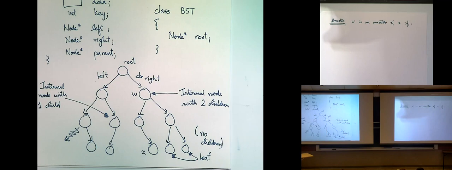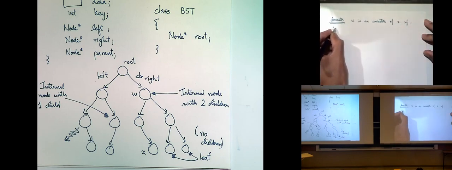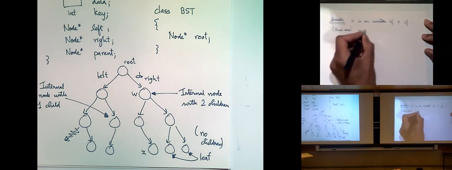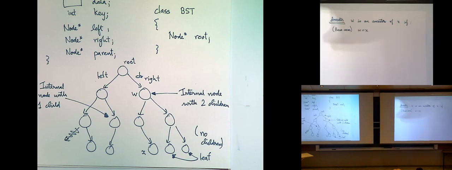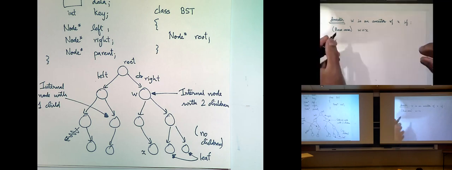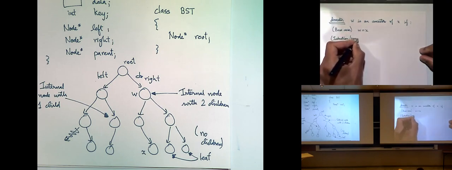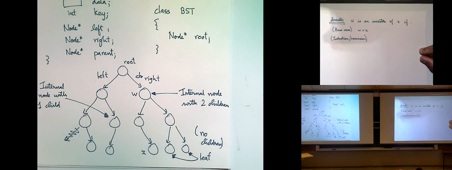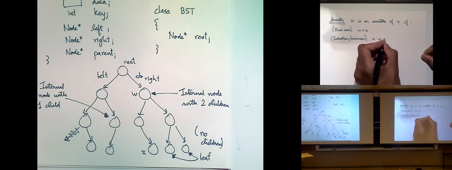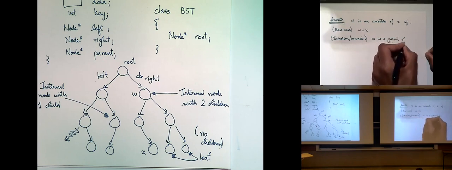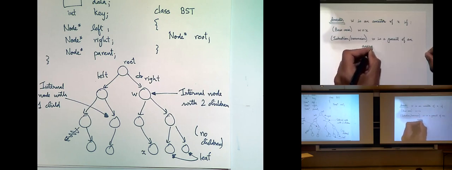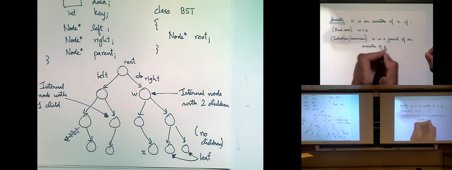The definition actually uses recursion in some sense. It's an inductive definition, as we would call it mathematically. So think of the base case: if W equals X. What this means is a node is an ancestor of itself. And then the induction, or the recursion, is: W is a parent of an ancestor of X.